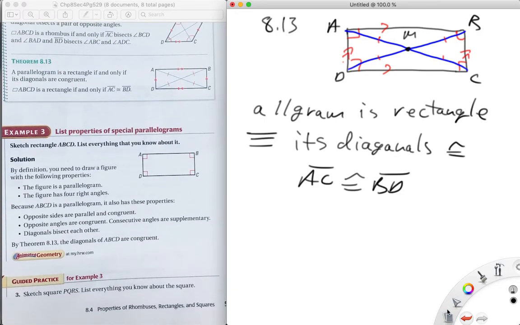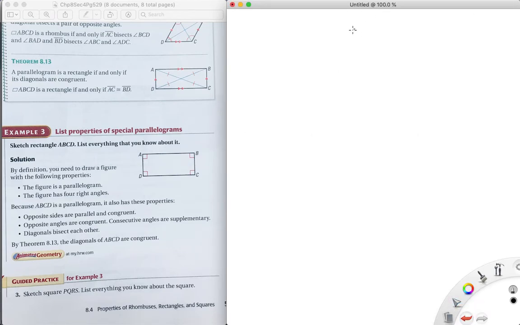All right, sketch a square. List everything we know about a square. Well, we know that a square shares all the characteristics of a rhombus and all the characteristics of a rectangle.